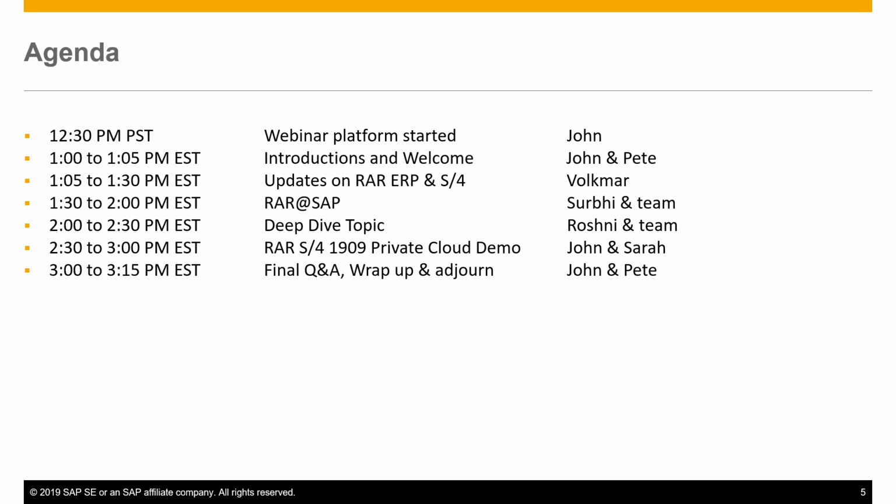Then we'll have John, really the Bramazol team, give us what we think is an interesting demo to show you not only some of the nice changes in the UI on S4 1909, but also show you in a private cloud, because we have people now asking about different options about on-premise and in the cloud, and wanted to just show you what's possible with RAR in the cloud. And then we'll have a few minutes to wrap up if there's any outstanding questions. We'll try to take questions in the chat as we go, but to keep the agenda on time, we may have to push some questions to the end.